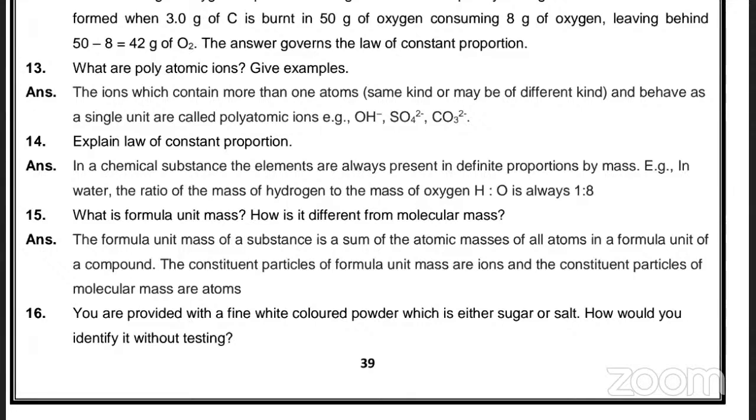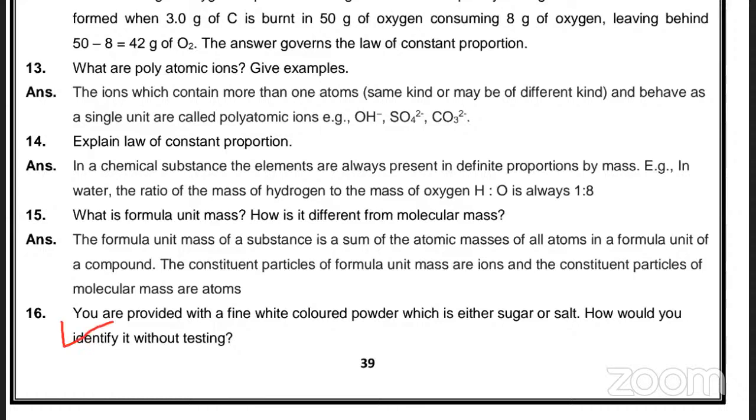Explain the law of constant proportion. In a chemical substance, the elements are always present in definite proportions by mass. Example: in water, the ratio of the mass of hydrogen to the mass of oxygen, H is to O, is always 1 is to 8. Yes. And the 15th is related to formula unit mass and molecular mass. We are moving towards the next question, the 16th question.